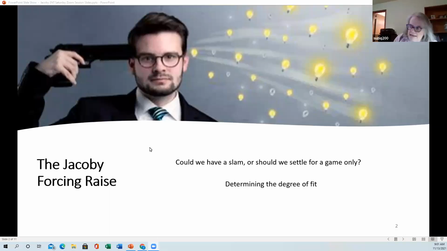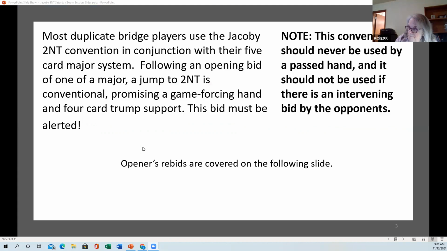The man who's famous for Jacoby transfers gave us a lot of stuff and was really one of the kings of bridge for a long time. Well, it's been a number of years ago, but this is one of his inventions. Basically, the Jacoby Forcing Raise is used by most players in conjunction with a 5-card major suit bidding system.